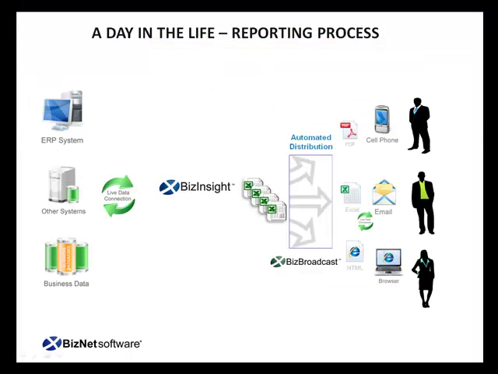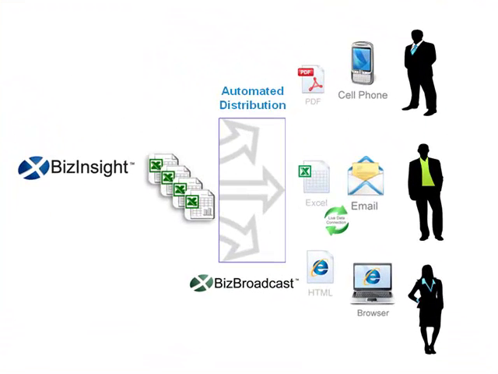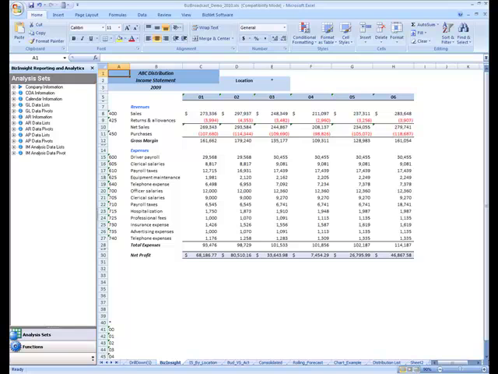Now let's discuss BizBroadcast. Using BizBroadcast, you can automate the distribution of reports to your decision makers across your organization in the format they prefer: PDF, Excel, HTML, and more, via a cell phone, email, or the web, all at the click of a button. BizBroadcast can be used with BizInsight reports, such as the one we see here, or with existing static spreadsheet reports that you have in-house today.